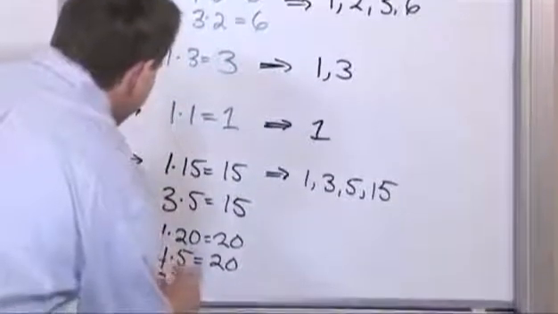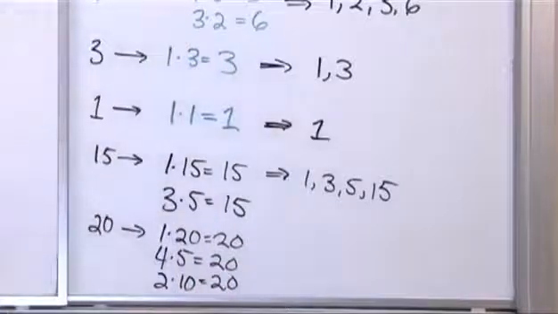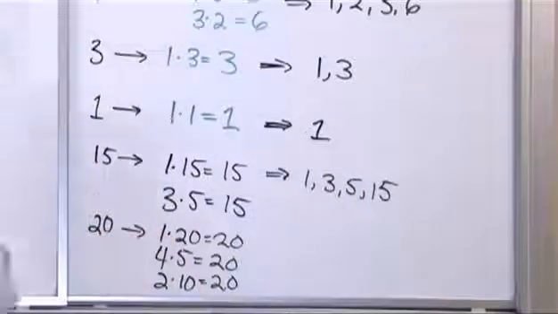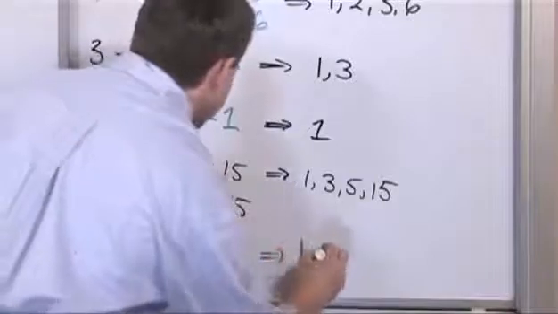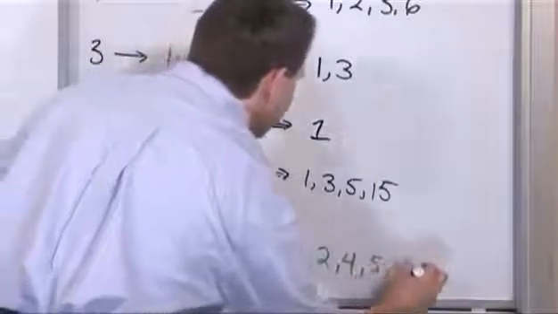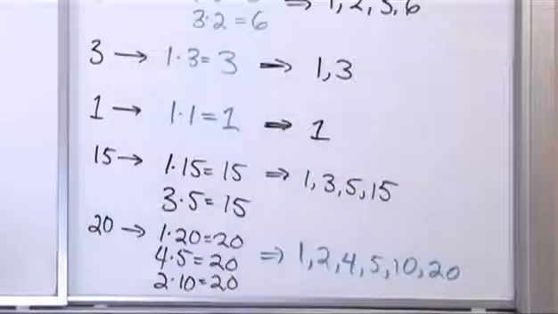You also have 2 times 10 is equal to 20. But I don't think there's anything else that you're really going to have. Again, you have 10 times 2 and 5 times 4, but those aren't really going to contribute. So the only factors you really have are 1, 2, 4, 5, 10, and 20, and that's it.